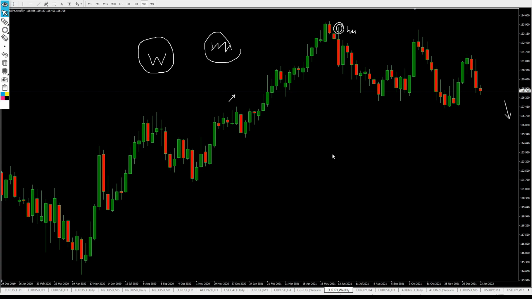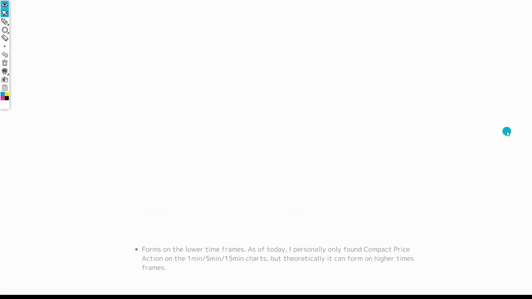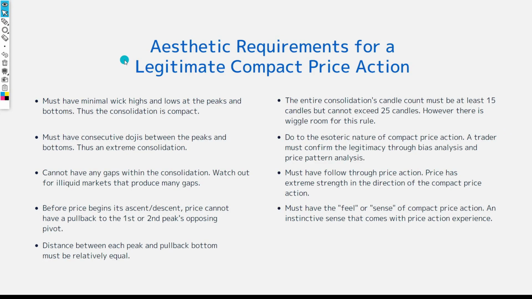Okay, so let's go on to the most important slide, and that's the aesthetic requirements for a legitimate compact price action. Okay, so the aesthetic requirements for a legitimate compact price action. Number 1, it must have minimal wick highs and lows at the peaks and bottoms, thus the consolidation is compact.